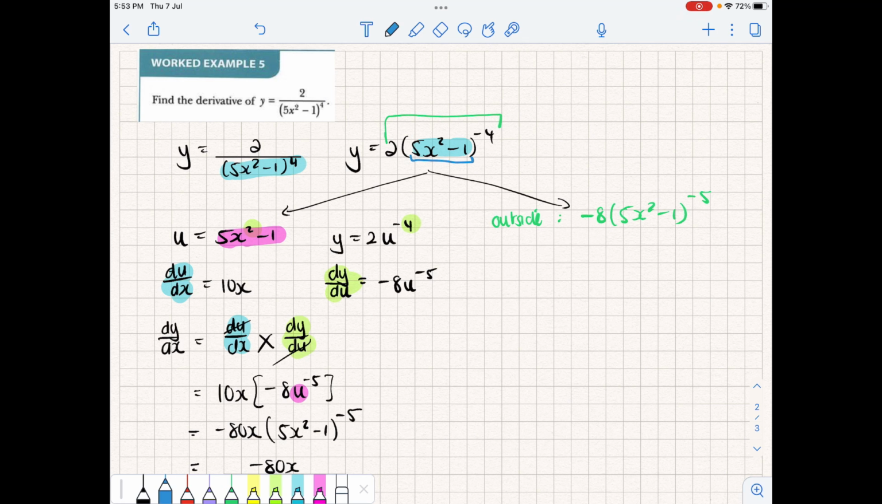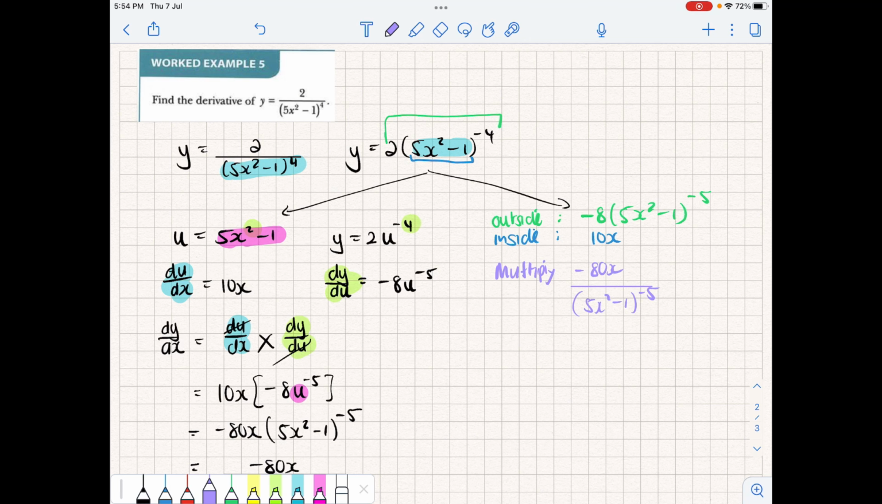And now we're going to differentiate the inside. So the inside is 5x squared minus 1. So if we differentiate that, we're going to get 10x. And now we're going to multiply the two together. Okay, so we're going to get minus 8 times 10x. So we'll get minus 80x. And I can already see that this part here can just go down to the denominator.